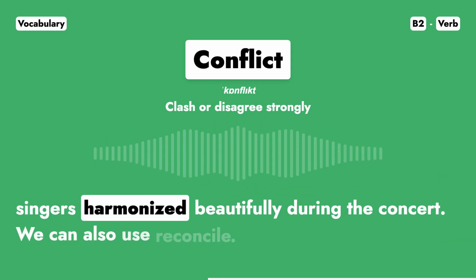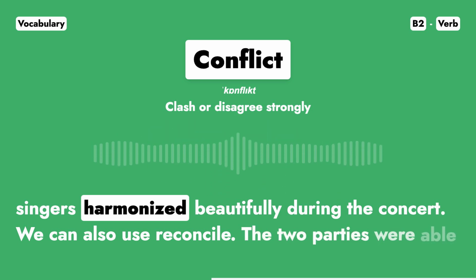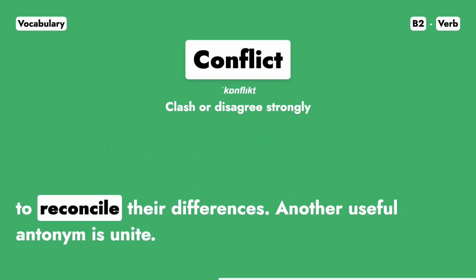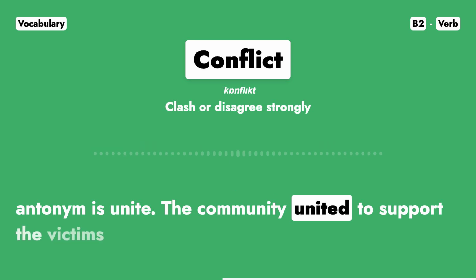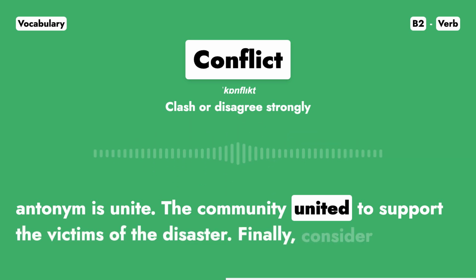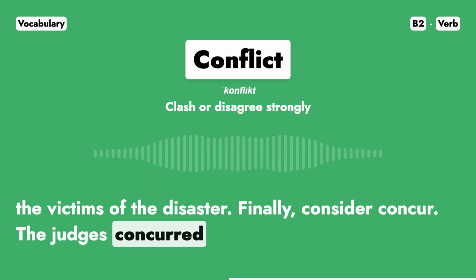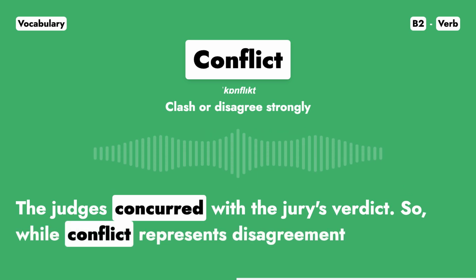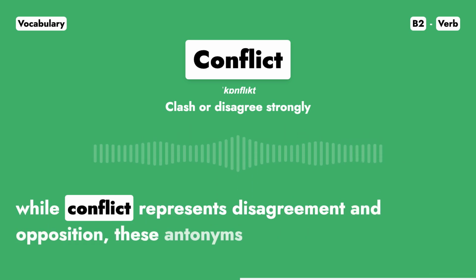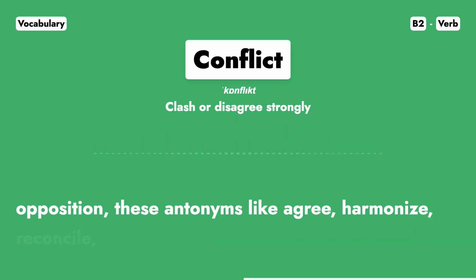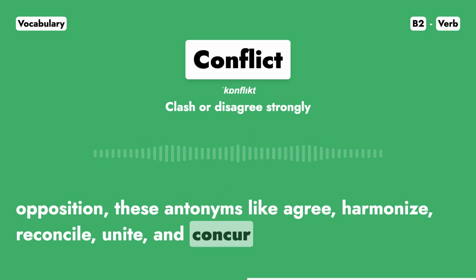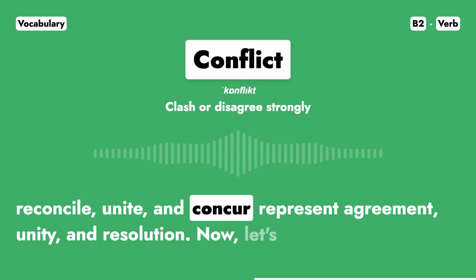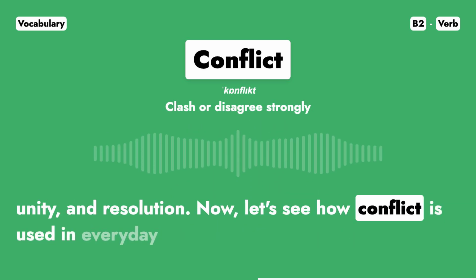We can also use reconcile. The two parties were able to reconcile their differences. Another useful antonym is unite. The community united to support the victims of the disaster. Finally, consider concur. The judges concurred with the jury's verdict. So, while conflict represents disagreement and opposition, these antonyms like agree, harmonize, reconcile, unite, and concur represent agreement, unity, and resolution.